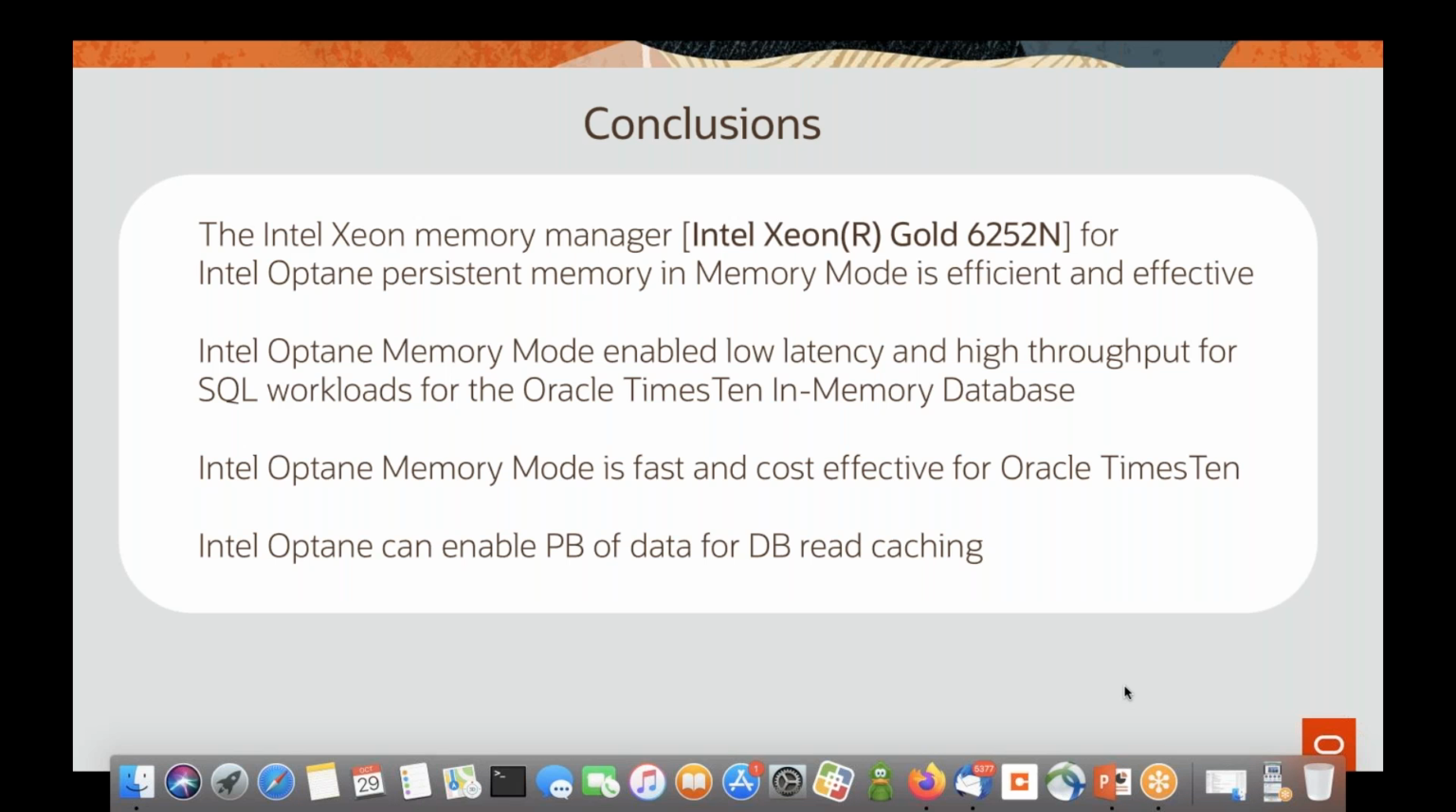First question, Doug. So is this available for production applications at this point, or any customers using this? Absolutely, it's available. So using Intel Optane persistent memory in memory mode is certified and available for production support today. So yes. Okay, good.